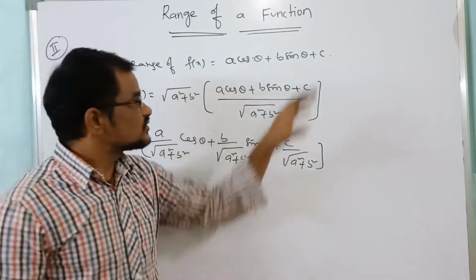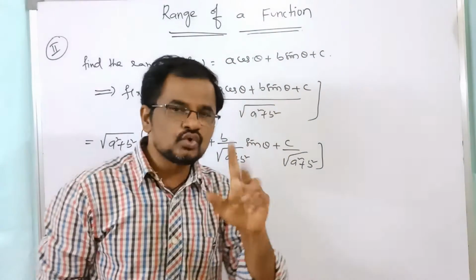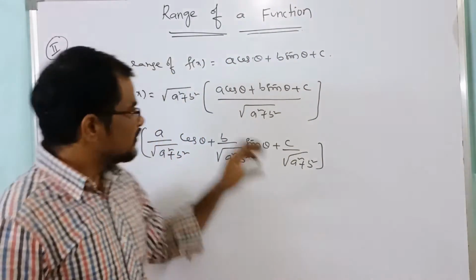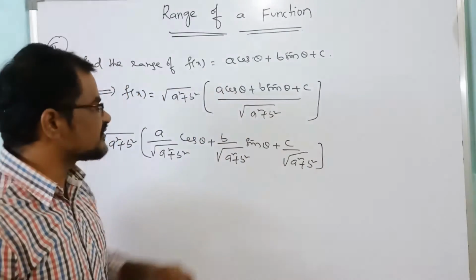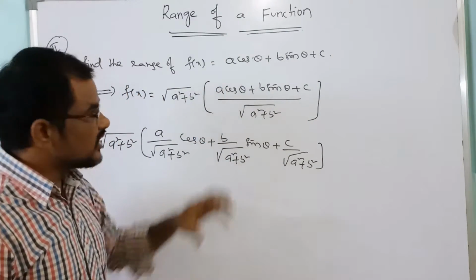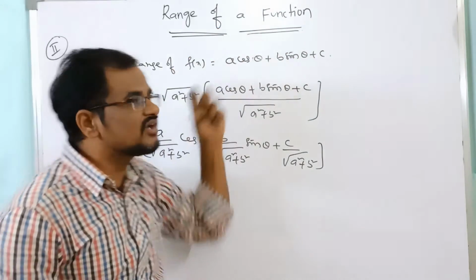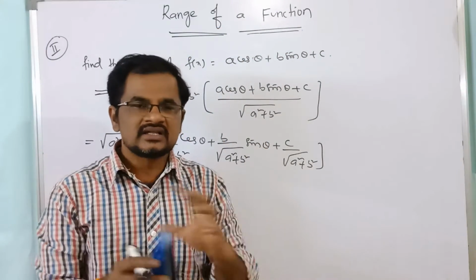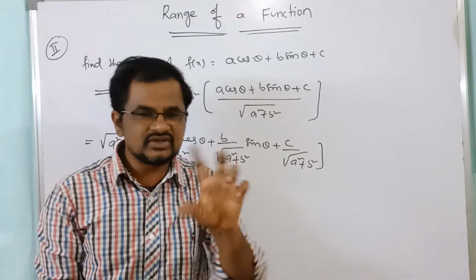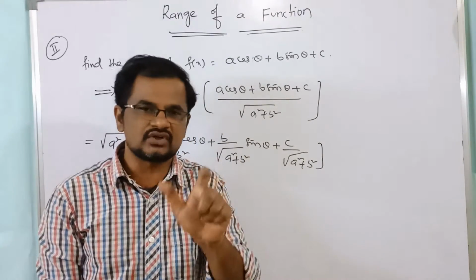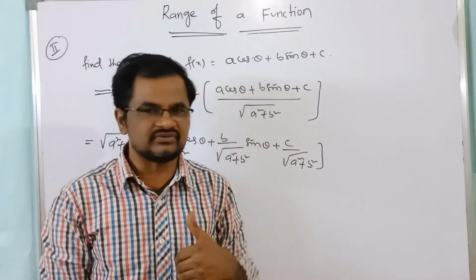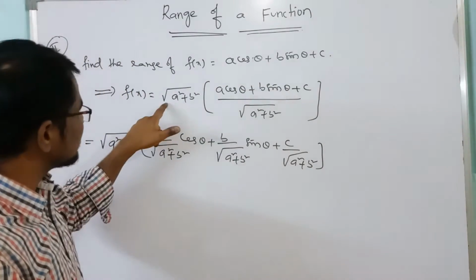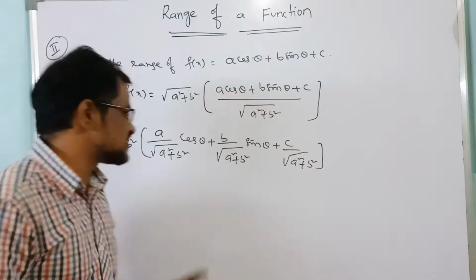So here this function involves two trigonometric functions. By multiplying and dividing by root of a square plus b square, if you write this as a single function, either sine or cos, then since sine or cos lies between -1 and 1, including -1 and +1, easily we can simplify. So for that, multiply and divide by root of a square plus b square.